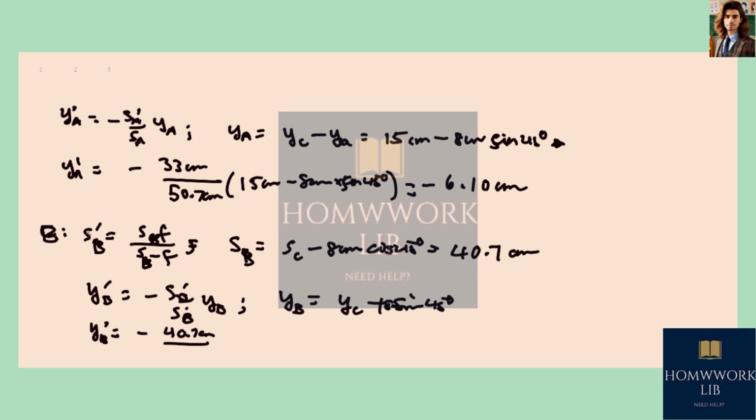I haven't found SB prime, sorry. So using this formula, you find SB primed, and SB primed is, so I made a mistake here. So this is SB. SB is not 40.7. SB is 39.3 centimeters. And SB primed, using this formula and using this value for SB, you get 40.7.